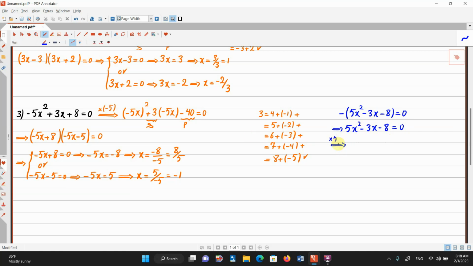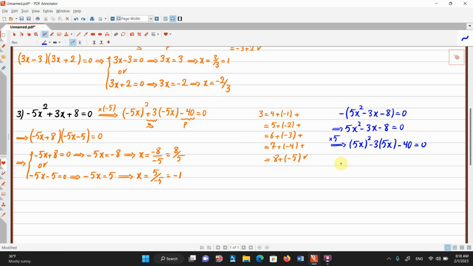Multiply all the terms by 5. You can have 5x squared minus 3 times 5x minus 40 equals 0. This time you have a quadratic equation in which the quadratic term, I mean here, is a perfect square term.